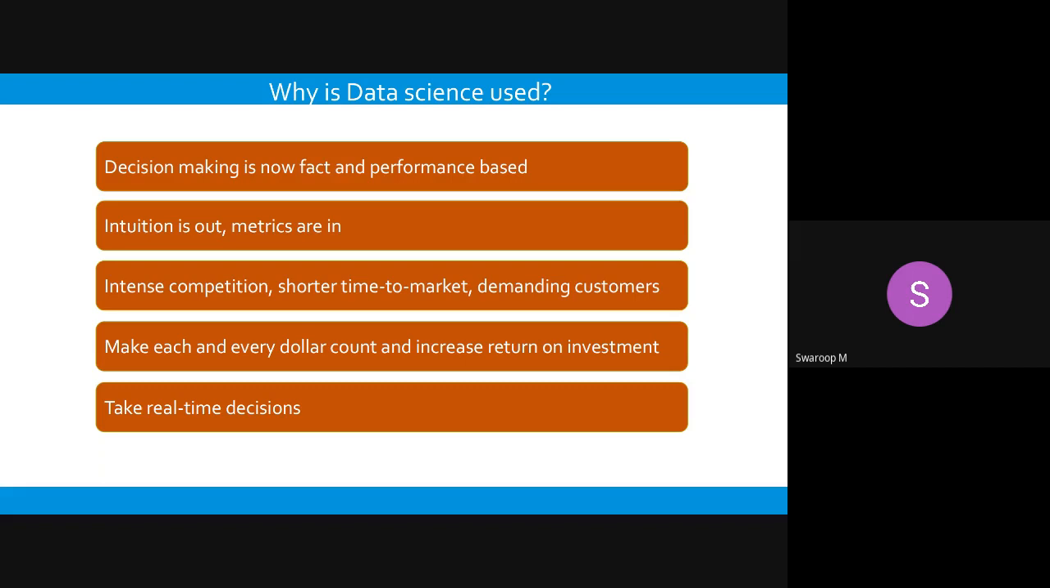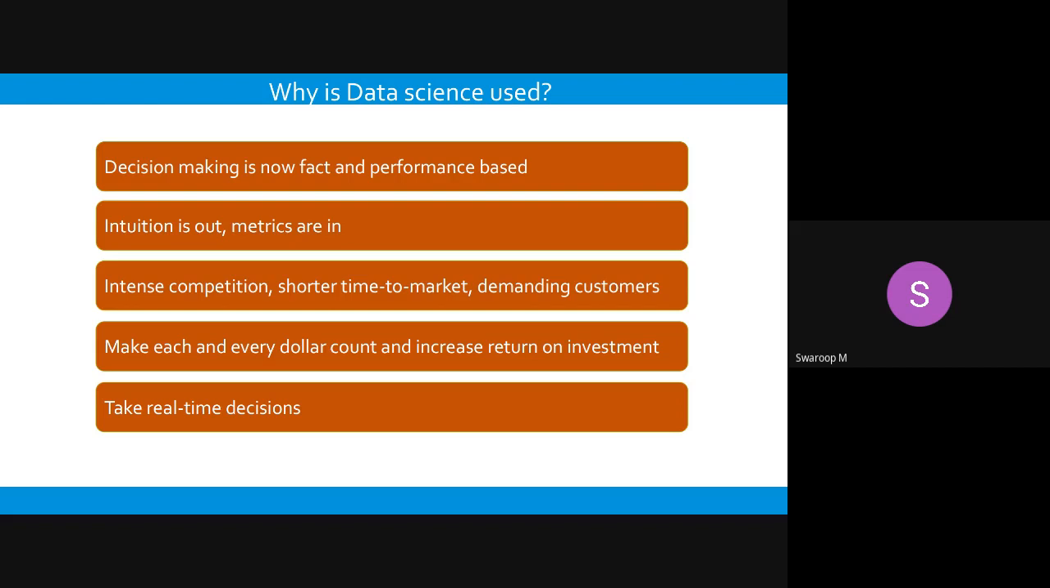When the supply is decreased, demand will be decreased and the prices will be increased, right? So the same way here, shorter time to the market, demanding the customers. Okay, so that is what the statement is about. And even in the stock market, second to second, minute to minute, the stock prices will change. So we have to take the decision at what time, at what price, how much amount can be invested.